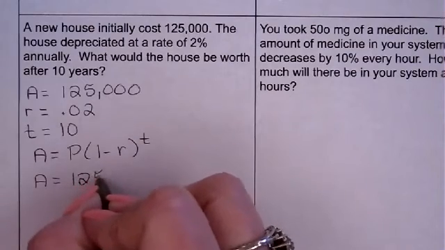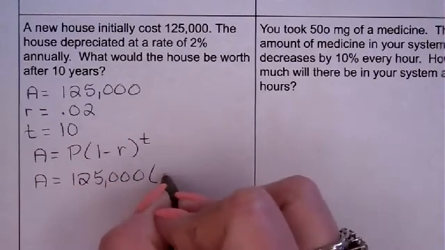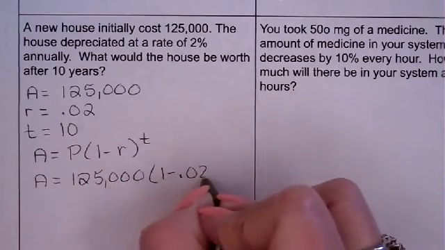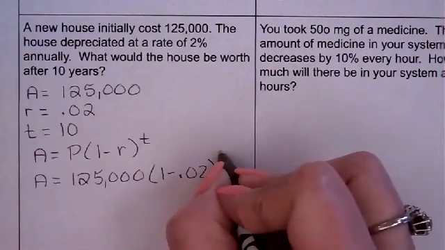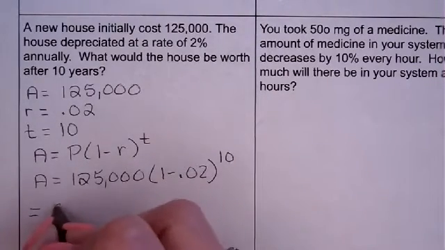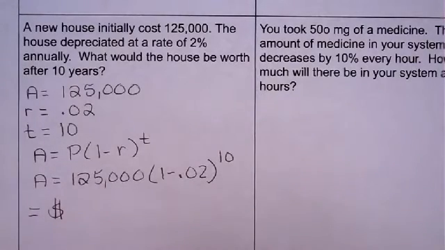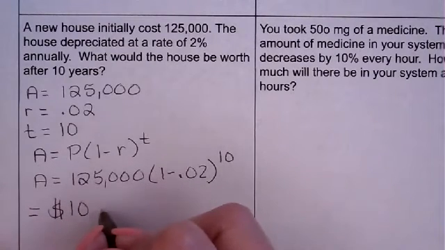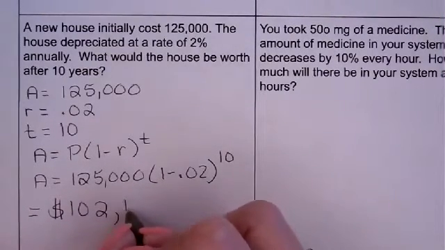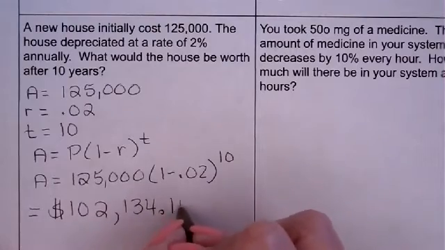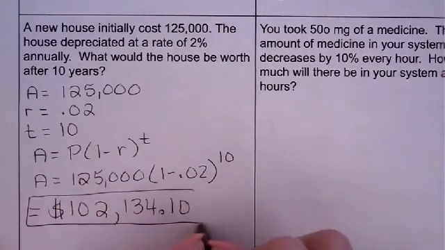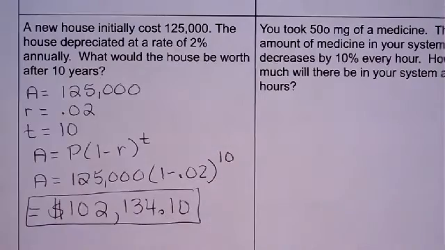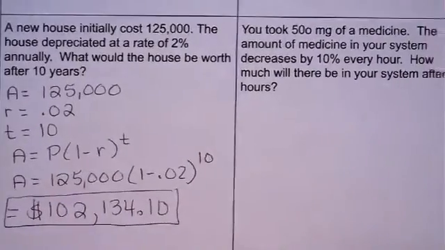So 125,000 times 1 minus 0.02, and that's raised to the 10th power. Now, again, this is money, so we're going to round our answer to the nearest penny or to the nearest 100th. So after we put it in the calculator, we get $102,134.10. Okay. Now, let's go to example 4.